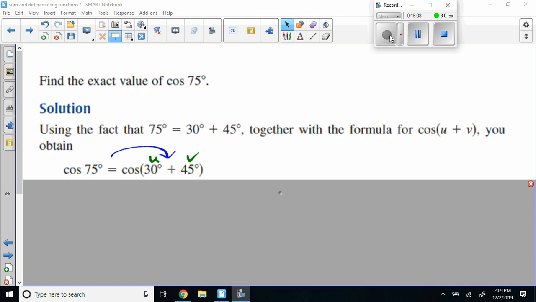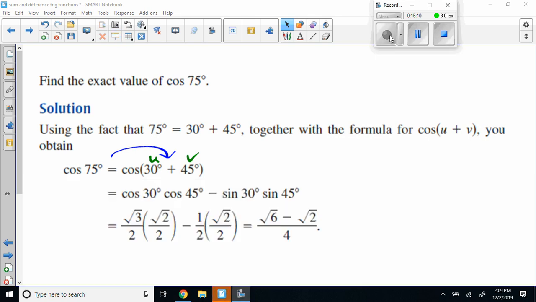Okay. I want to see if y'all were able to do this. Were you able to go cosine 30, cosine 45 minus sine 30, sine 45? Were you able to find those values? The cosine of 30 is square root of 3 over 2. The cosine of 45 is square root of 2 over 2. The sine of 30 is 1/2, right? And the sine of 45 is square root of 2 over 2. Multiply these together, you get square root of 6 minus square root of 2 all over 4.